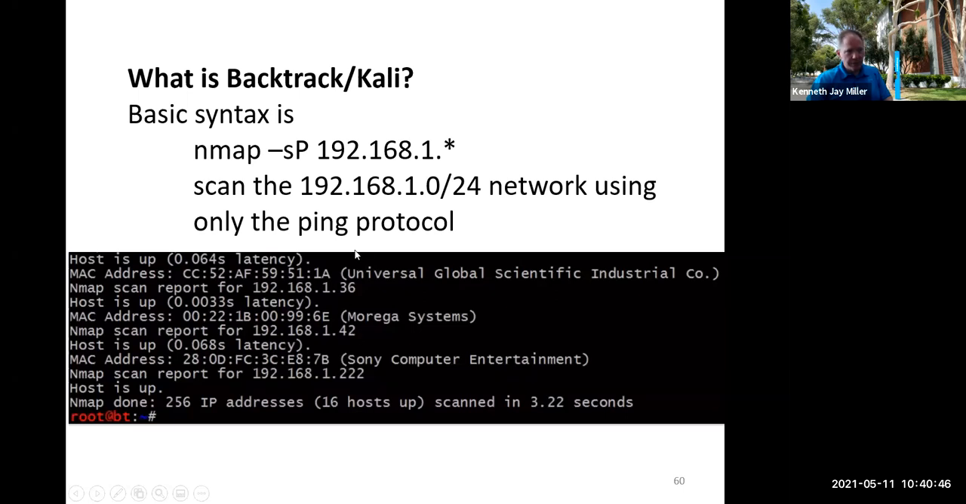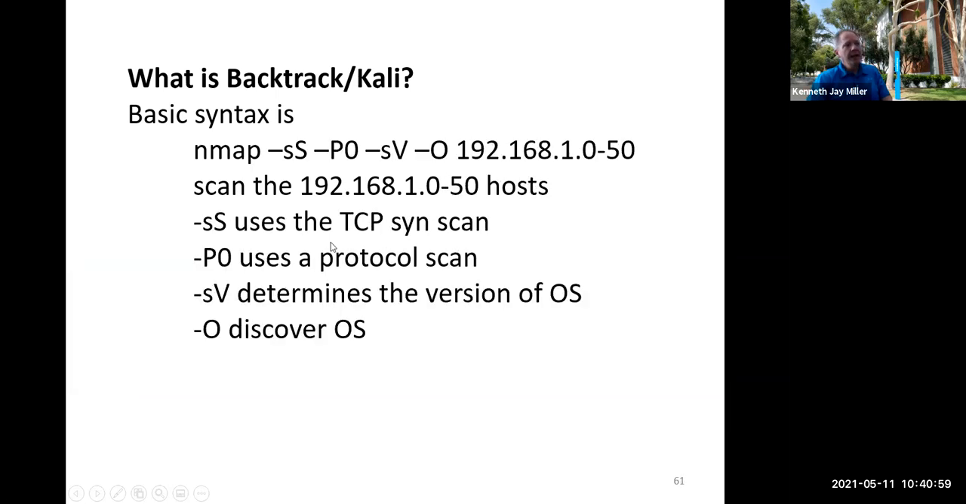So away we go. Now I know what's up. Now I cut this off because it was longer. I mean, it showed all 256, but it tells me the summary at the end. I can also tell it to scan a range of hosts. So this one I'm saying use -sS. So instead of ping, use the TCP SYN scan.